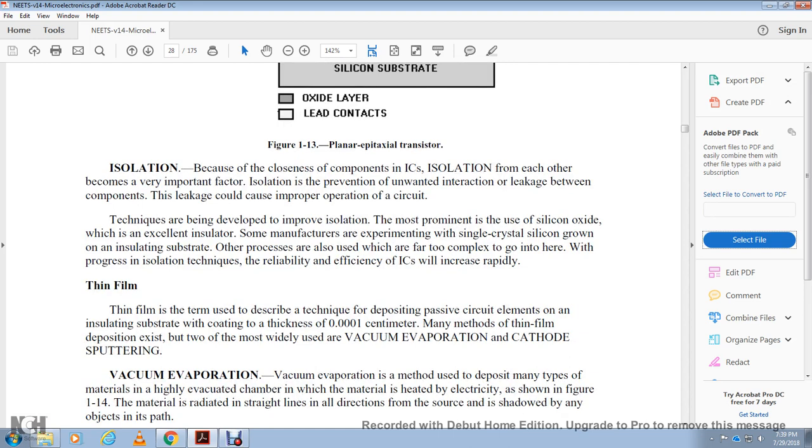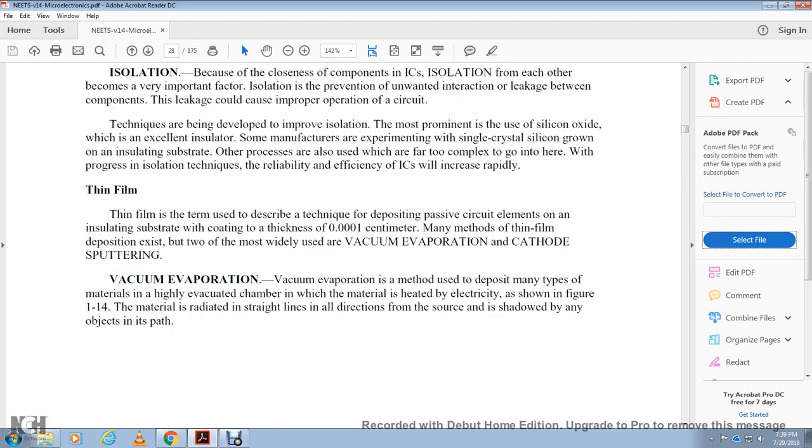The film term describes the technique of depositing passive circuit elements on the insulating substrate with a coating thickness of about 1/10,000th of an inch. Many methods of film deposition exist, but the two most widely used are vacuum evaporation and cathode sputtering.